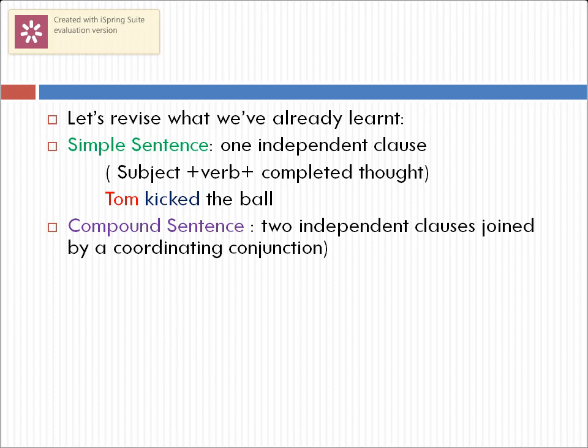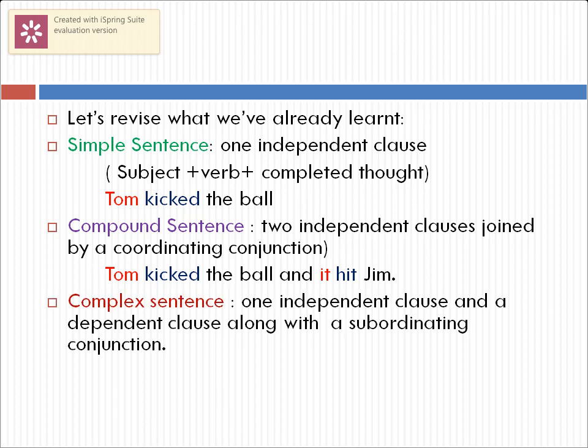Now then, compound sentences. Compound sentences are those sentences which have two independent clauses joined by a coordinating conjunction. Tom kicked the ball and it hit Jim. Now here we have two independent clauses, joined together by a coordinating conjunction, and. So this is an example of a compound sentence.